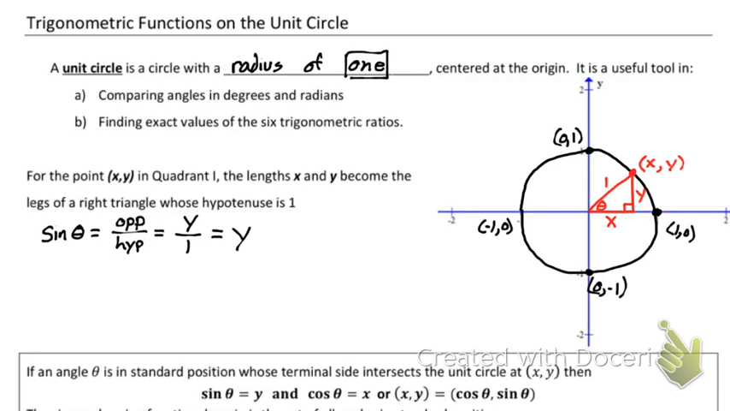Cosine of theta is now adjacent over hypotenuse. Our adjacent side is the length. It is how far right we go or left, depending on where we draw it. That will be x over 1, which just equals x.